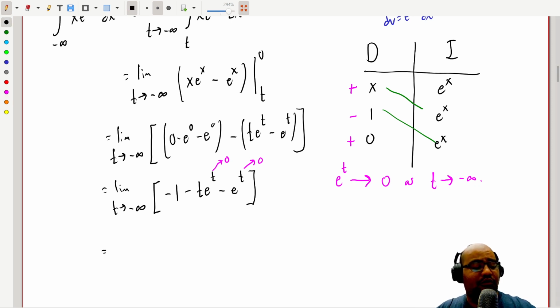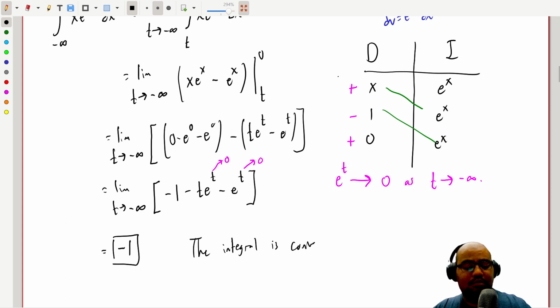And what are we left with here? We are just left with a -1. So the limit is -1. And so in this case, we say the integral is convergent. So the integral is convergent, and we assign it the value of -1.